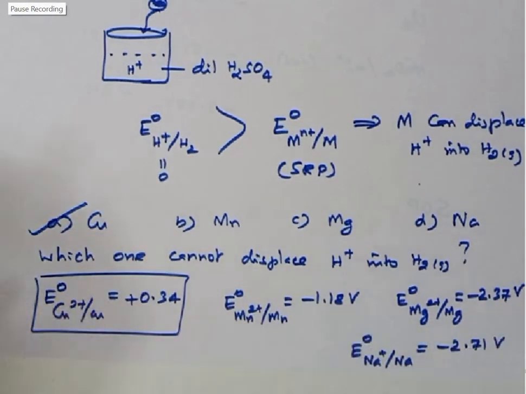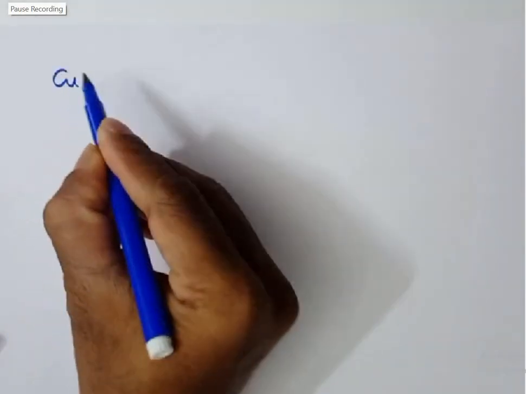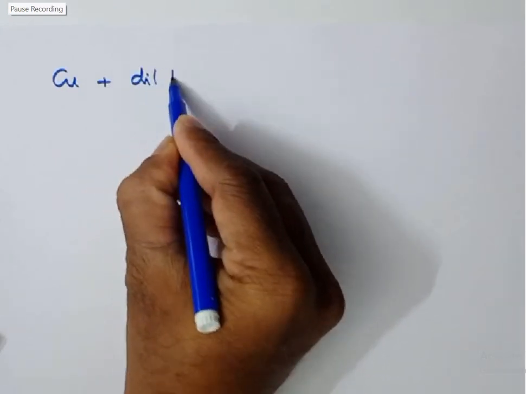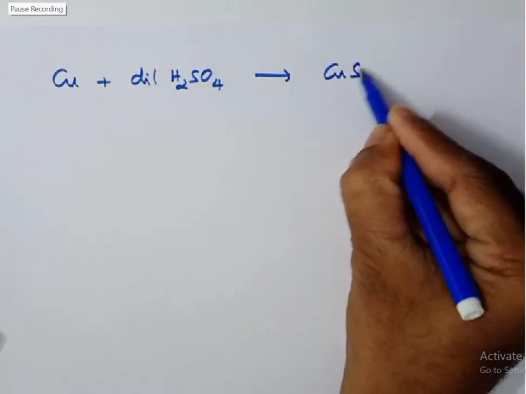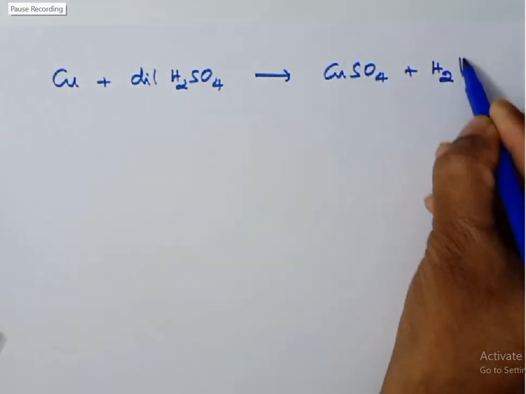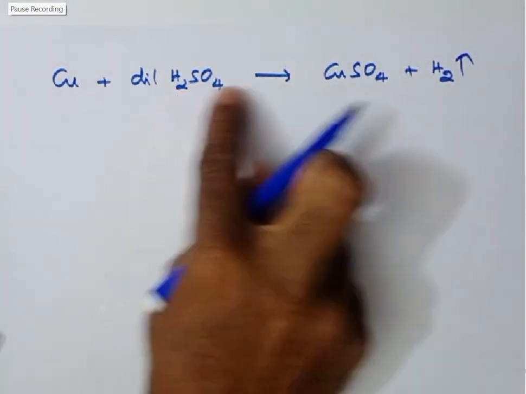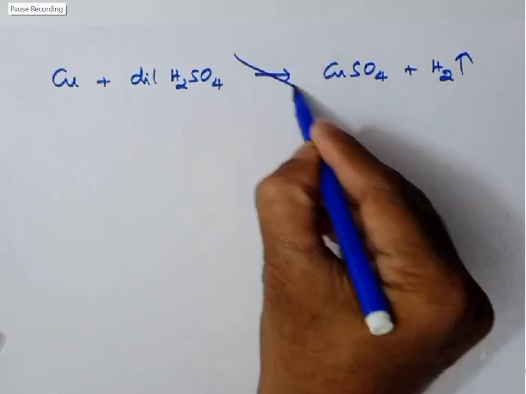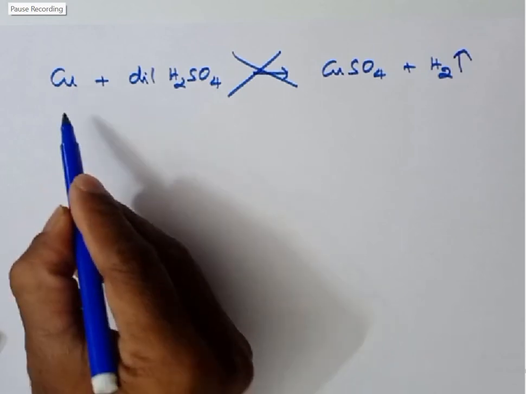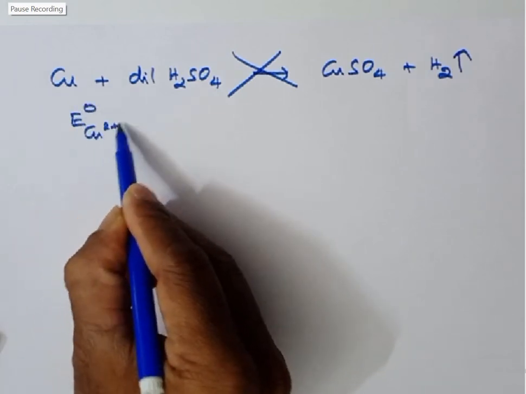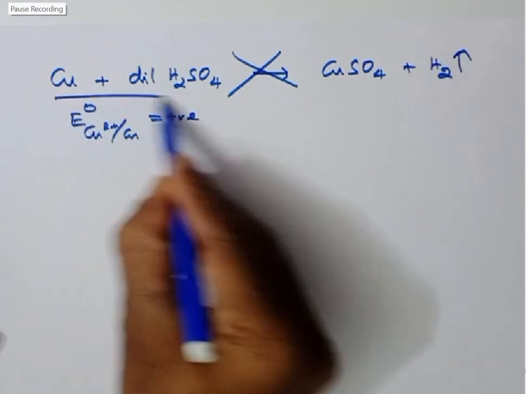So students, this is very important for inorganic chemistry. Keep this in mind. Whether a metal can displace H+ from acid or not, you can easily identify. If I add copper to dilute sulfuric acid, can copper displace hydrogen gas? Can this reaction take place? Copper becomes copper sulfate and hydrogen comes out as hydrogen gas. Does this reaction take place? No. Why no? Because the standard reduction potential of copper is a positive value. It cannot displace.